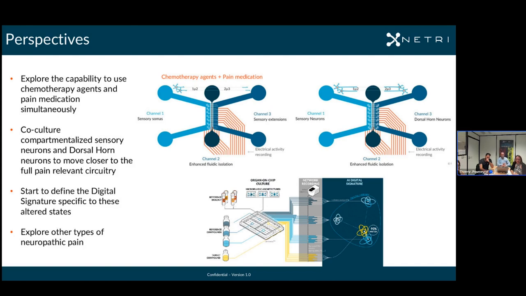future degeneration. What we're looking at is also to continue and move closer to a full pain circuit, using the advantage of our compartmentalization by co-culturing sensory neurons with dorsal horn neurons. We are starting to define the digital signature of the specific altered state, and also, as a perspective, here we model CIPN, this one type of neuropathic pain, but other types of pain or neuropathic pain can be modeled in our systems.